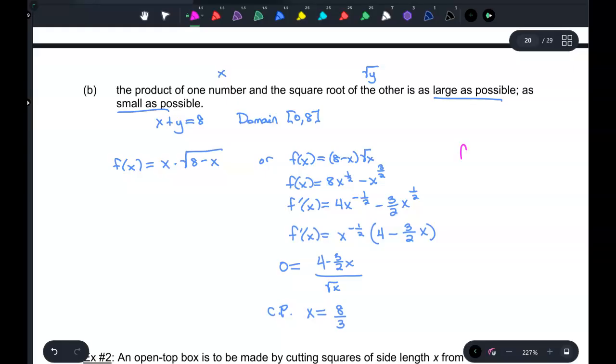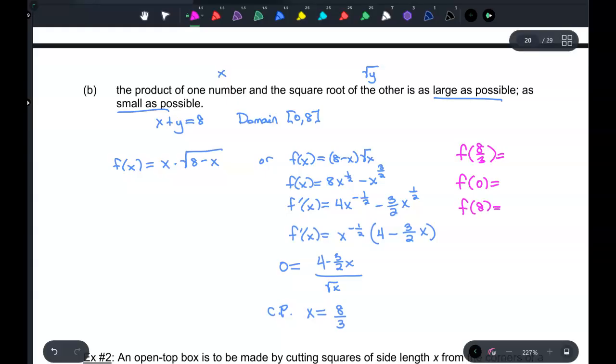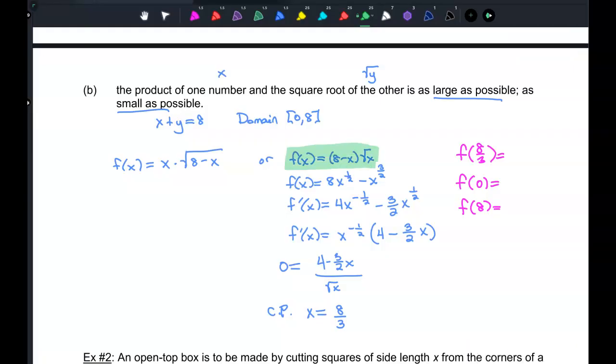Okay, now what do we want to do? We want to test 8/3, 0, and 8. And again, where are we plugging into? We're plugging into f of x. 8 minus 8/3: 24/3 minus 8/3 is 16/3, times the square root of 8/3. You can plug it into your calculator, or you could leave it like that. What happens if I plug in 0? 0. What happens if I plug in 8? 0.